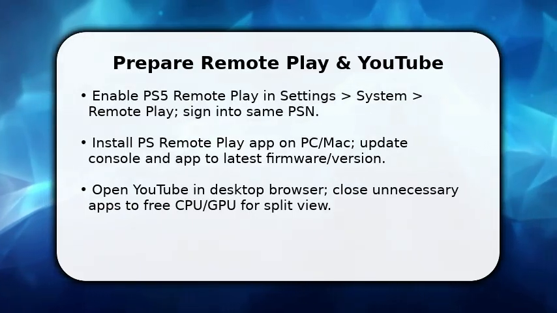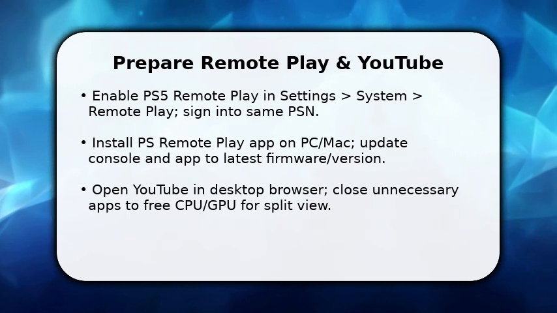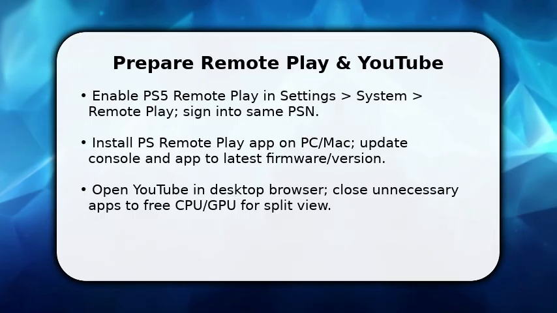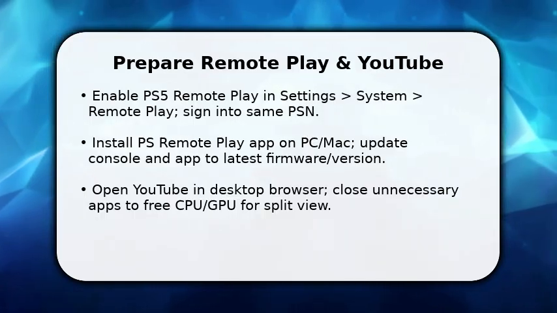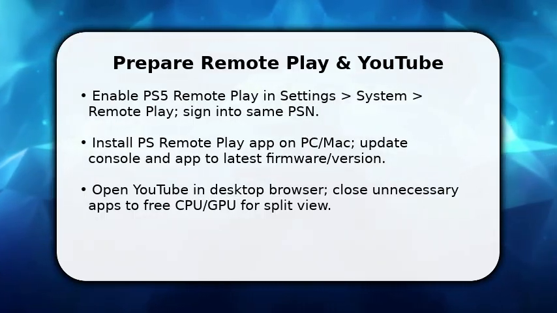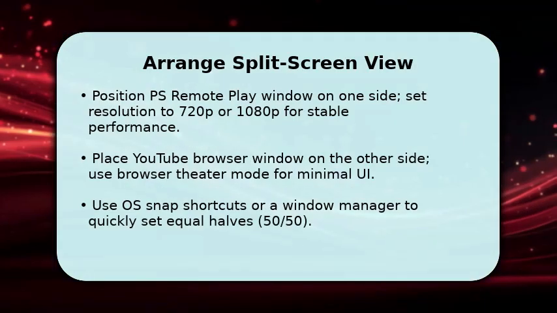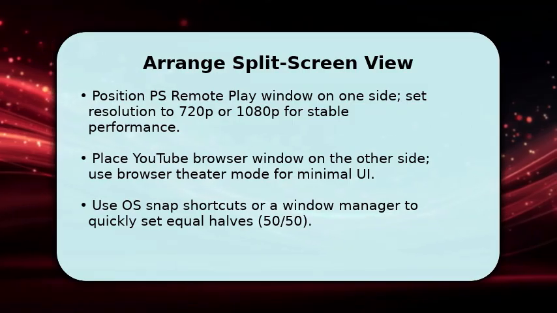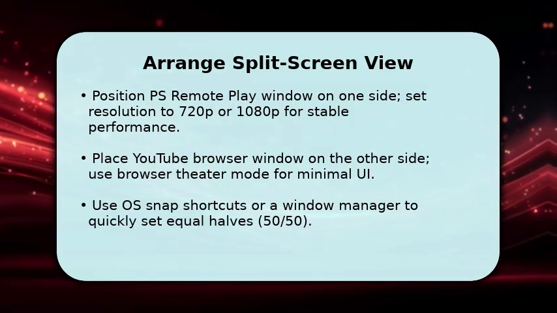Make sure both windows are visible. We'll arrange them side by side for a split-screen layout in the next step. Now arrange the two windows so they share your display evenly. Use your operating system snap shortcuts. On Windows, press Windows plus left/right. On Mac OS, use Split View or a window manager to force a 50/50 layout.